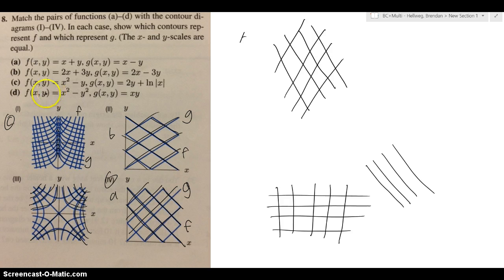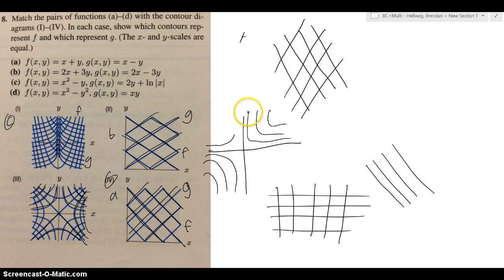I happen to know that f of x, y equals x squared minus y squared is going to be a hyperbolic paraboloid, and that looks something like this in a contour diagram. So the key right here is just to find the one that most resembles that, and in this case it's going to be these ones that I drew on the top, which are going to represent F, and then by process of elimination, g of x, y equals xy is going to be the ones that are represented on the bottom.